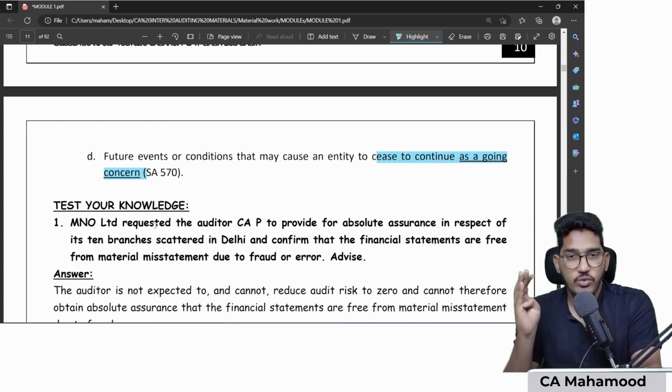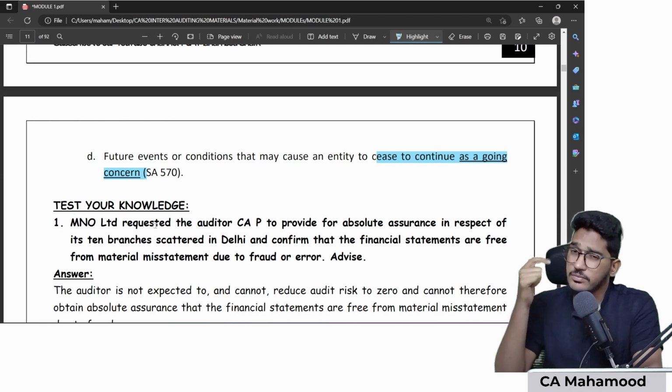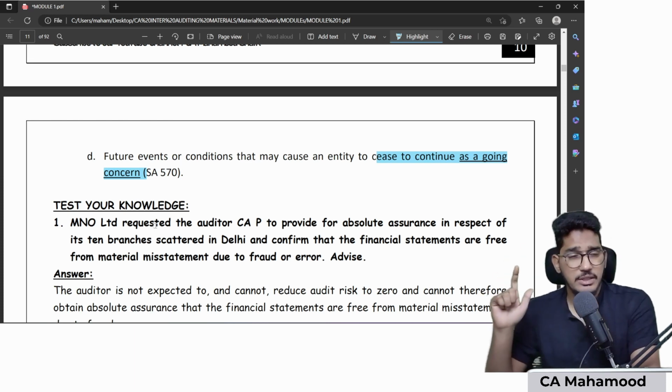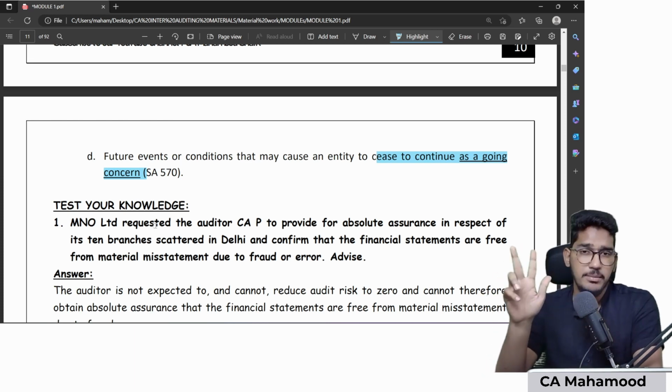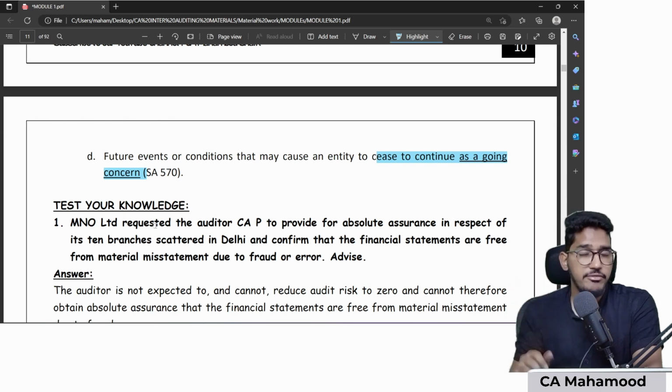What are those four other matters? Number one, fraud, particularly involving senior management. Number two, existence of related party transactions. Number three, non-compliances with laws and regulations. Number four, the entity's ability to continue as a going concern.